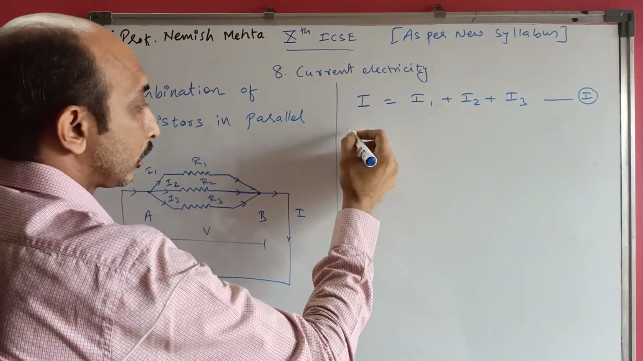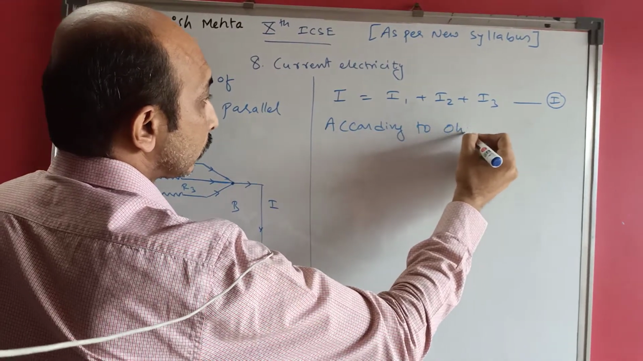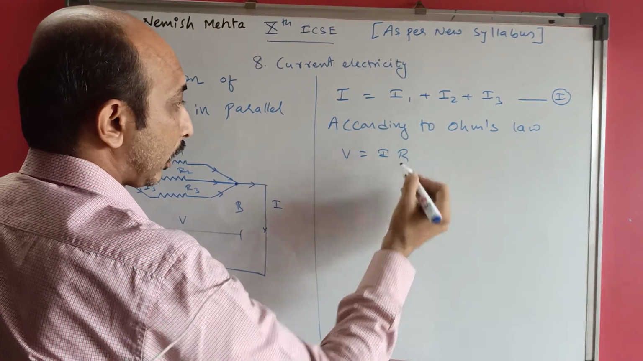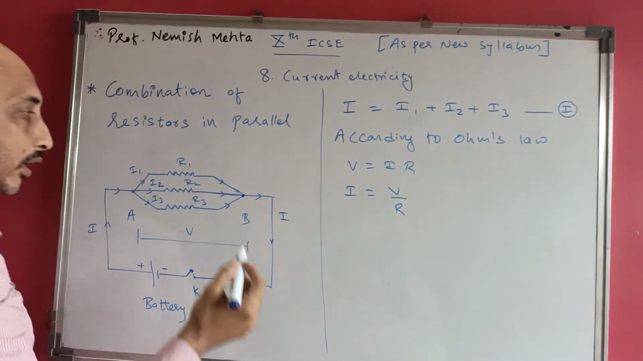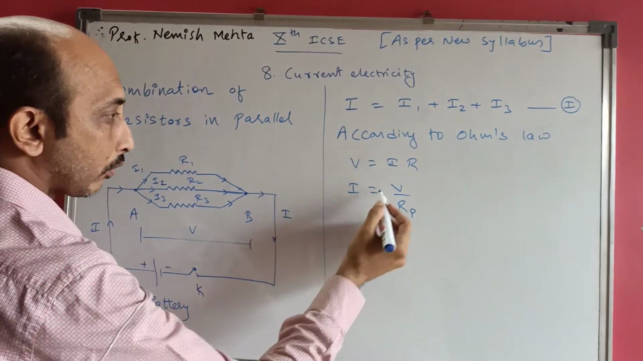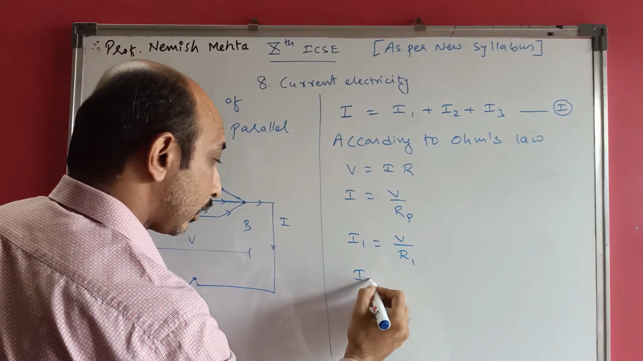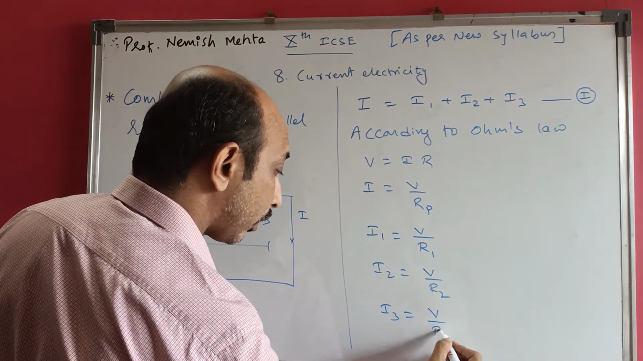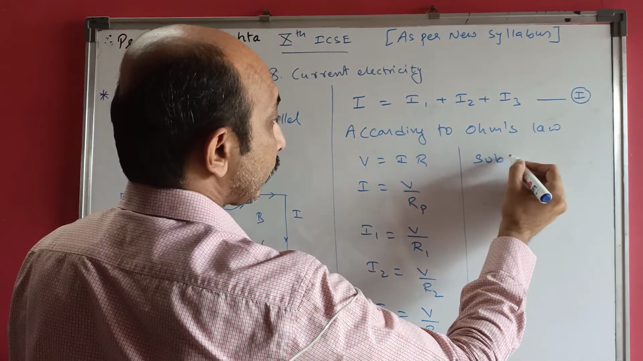Equation number 1. According to Ohm's law, V is equal to I into R, isn't it? So I is equal to V upon R. Now let us denote this combination in parallel with RP. So I is equal to V upon RP, I1 is equal to V upon R1, I2 is equal to V upon R2, I3 is equal to V upon R3. Getting it? Substituting in equation 1.